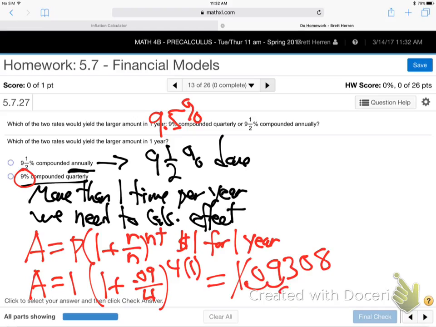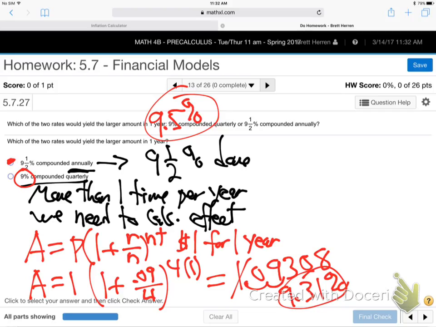Move the decimal: 9.31%. So how does that compare to 9.5? It's lower. So the better rate is the 9.5 done once a year. The 9% came up to 9.3, but that's still not better than 9.5. Good on that? Makes sense how to do effective yield.